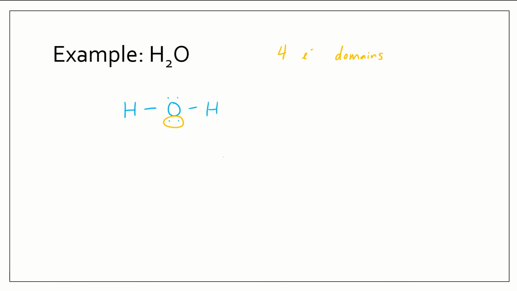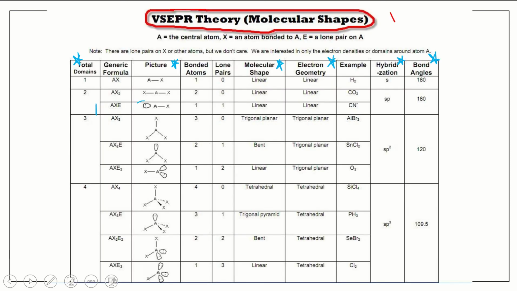Now the next thing we need to look at is how many of those domains are lone pairs. There's a lone pair and there's a lone pair. So 4 electron domains, 2 lone pairs. And remember that a lone pair is just non-bonding electrons. So 4 domains, 2 lone pairs. Let's go look at our chart. So total domains, I know I have 4. Lone pairs, I have 2.